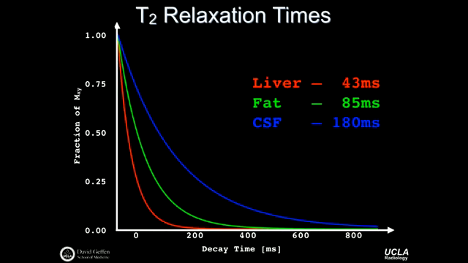liver, fat, CSF. And we can see that the CSF curve decays relatively slowly because it has a long T2, so it takes a while before the signal's totally decayed, whereas something like liver has a relatively short T2, and that means that the transverse magnetization signal is going to decay pretty quickly. And within, say, 4 or 5 time constants, the liver signal is completely gone.